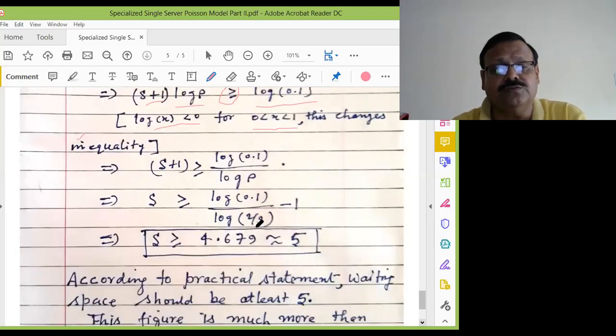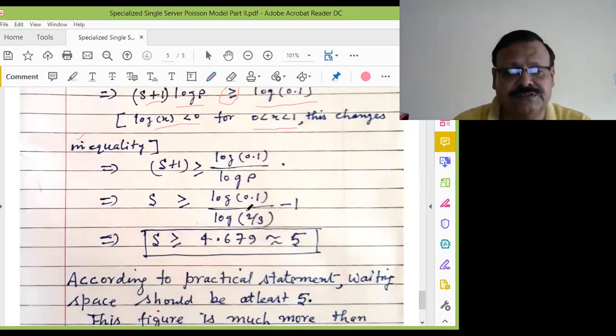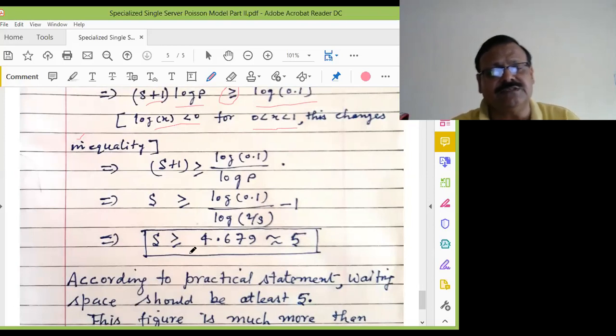And log 0.1 upon log of rho, where rho is 4 by 6, which is 2 by 3, and this 1 has come to this side as minus 1, so s is greater than 4.679, that is equivalent to 5. So the waiting space is s greater than or equal to 5. So this is another way of computing the 5.